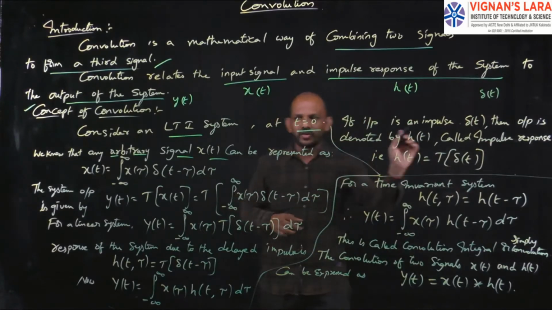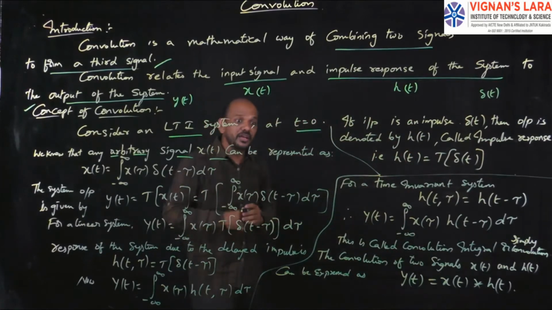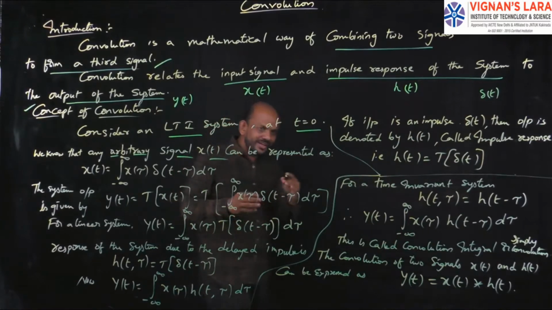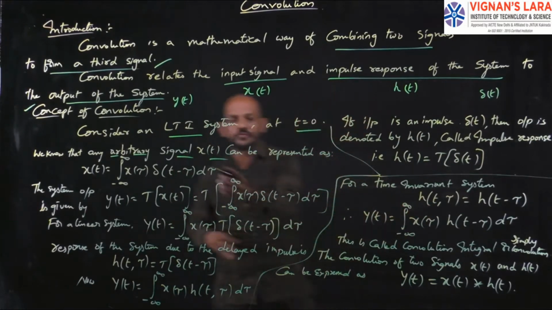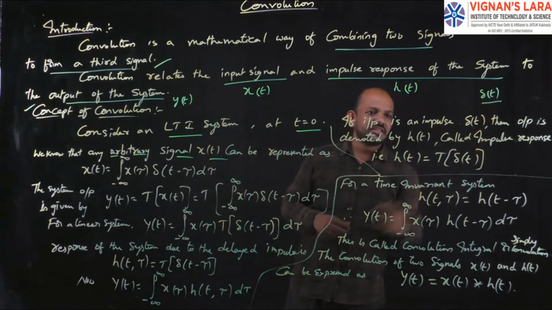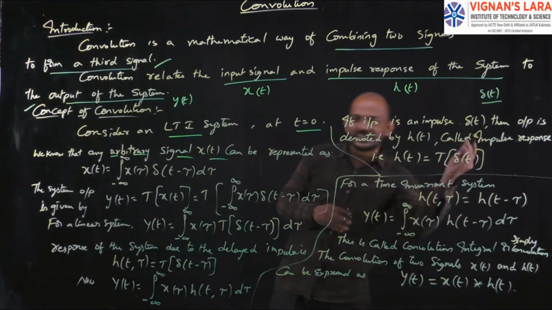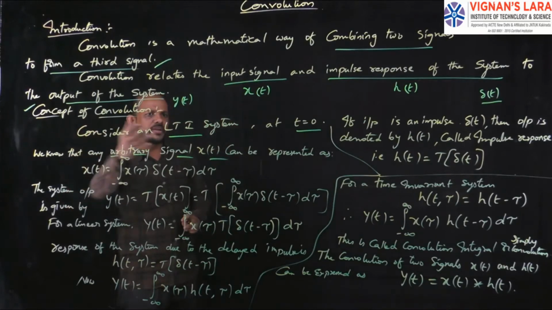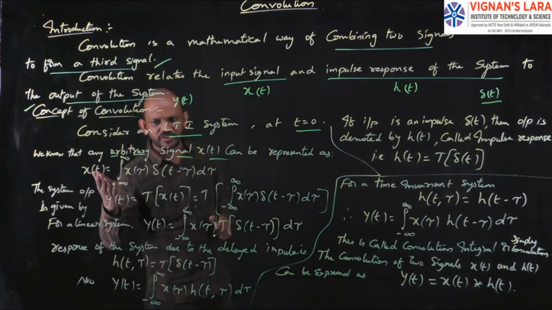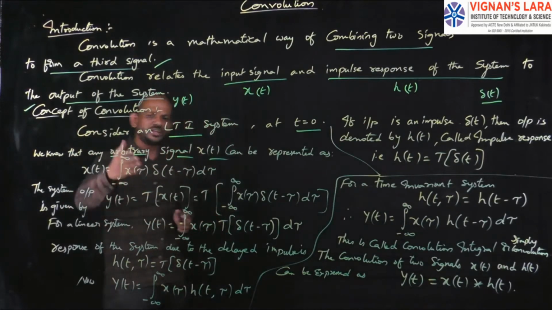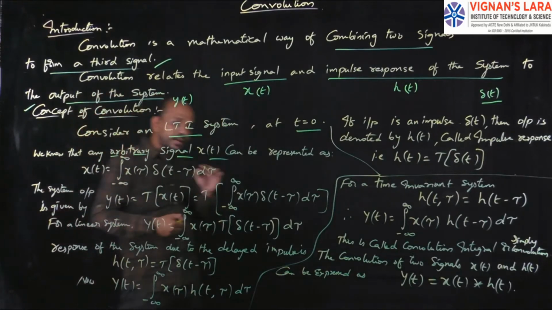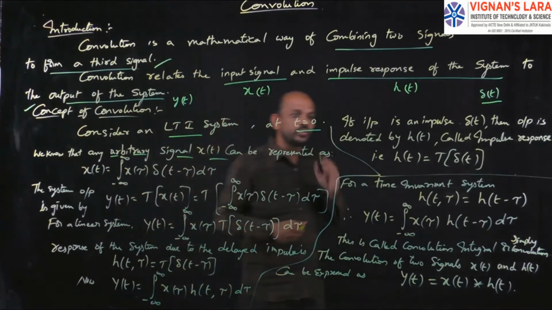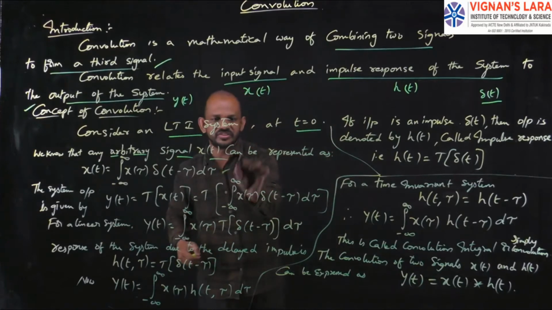Now here del of t minus tau is the delayed version of del of t, that is, this unit impulse signal is delayed by tau seconds. Any arbitrary signal x of t can be represented as x of t equal to integral from minus infinity to infinity x of tau del of t minus tau d tau. This is a general expression.